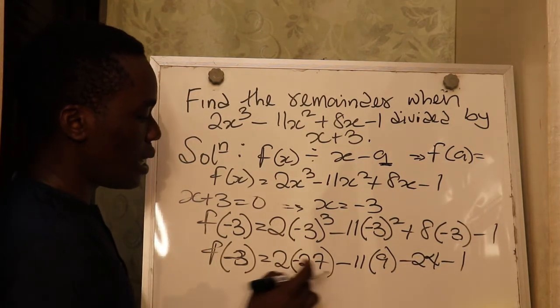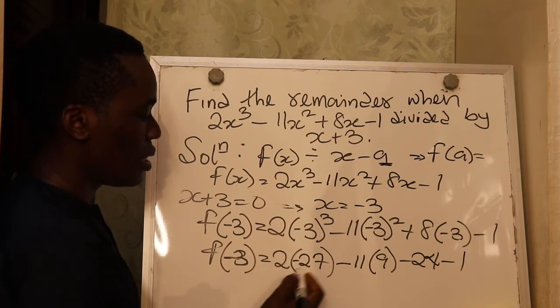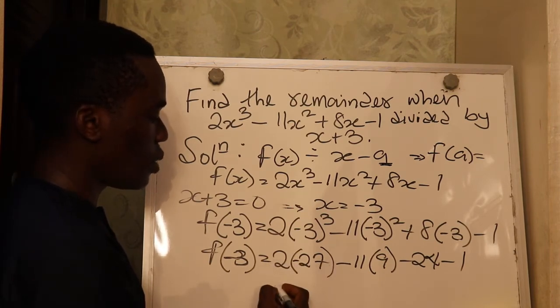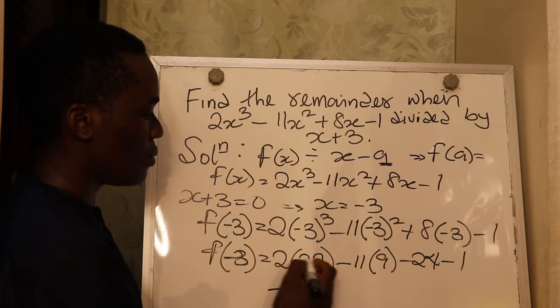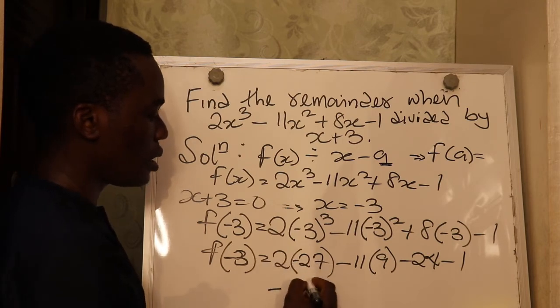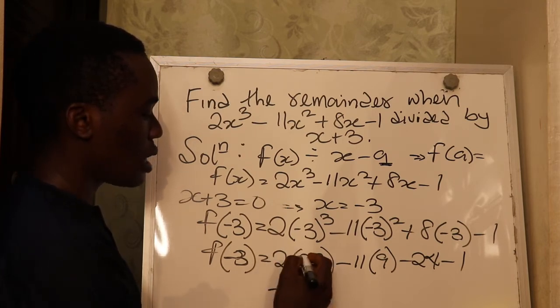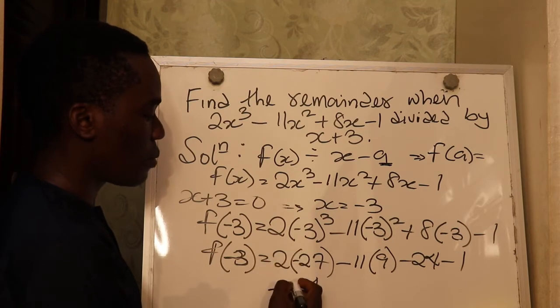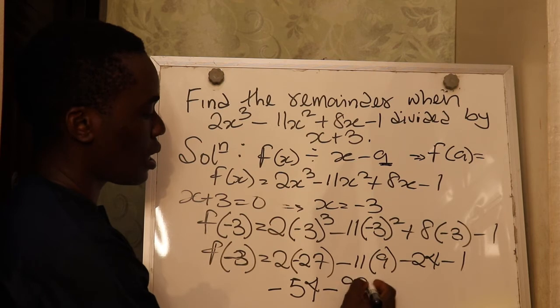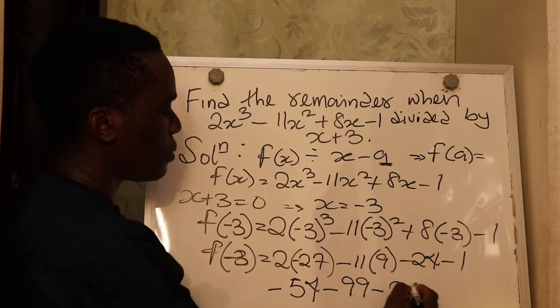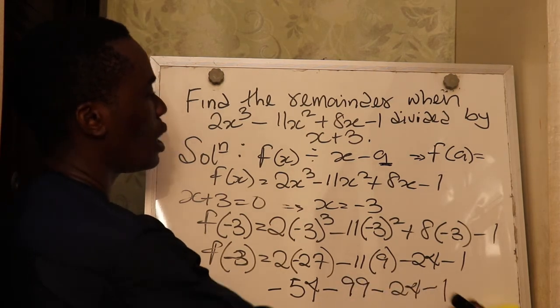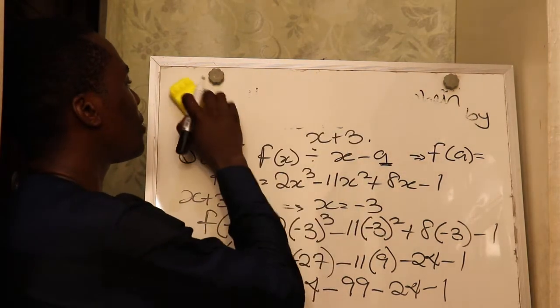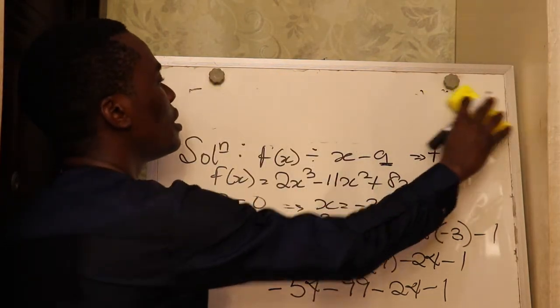Now we want to multiply this and this. 11 times 9 will give us a negative sign, 99. Minus 99, minus 24, minus 1. Now let's simplify that further to get the remainder.